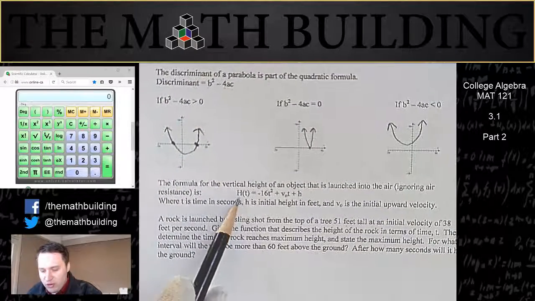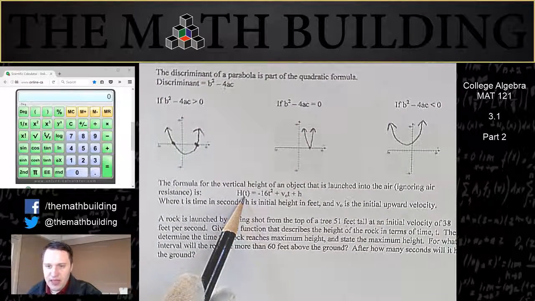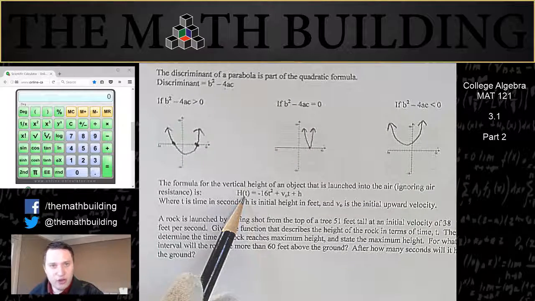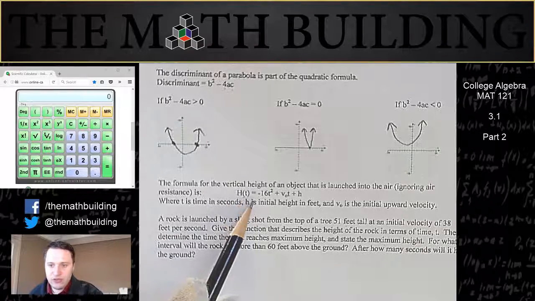This is a very special formula. It's the vertical height formula. This is from physics. If we ignore air resistance, then the height of an object that you throw straight up in the air, so a rock or a spoon or whatever you want, h of t, the vertical height, is equal to this formula.